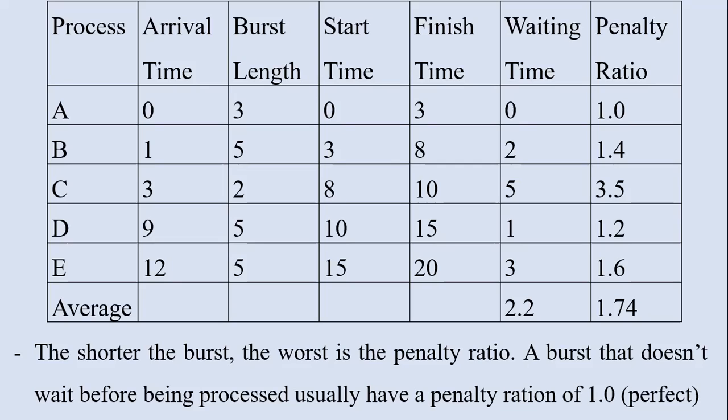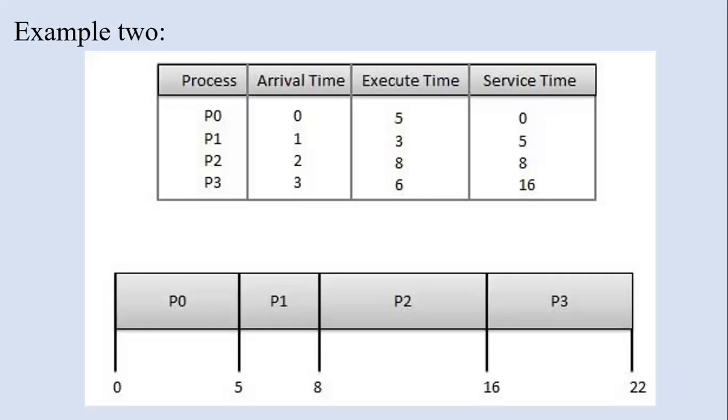Good. So let's move on and look at example 2. In this example, we have 4 processes: process 0, process 1, process 2, and process 3. Process 0 arrives at time 0. It requires an execution time of 5. And in this case, it therefore requires a service time of 0.